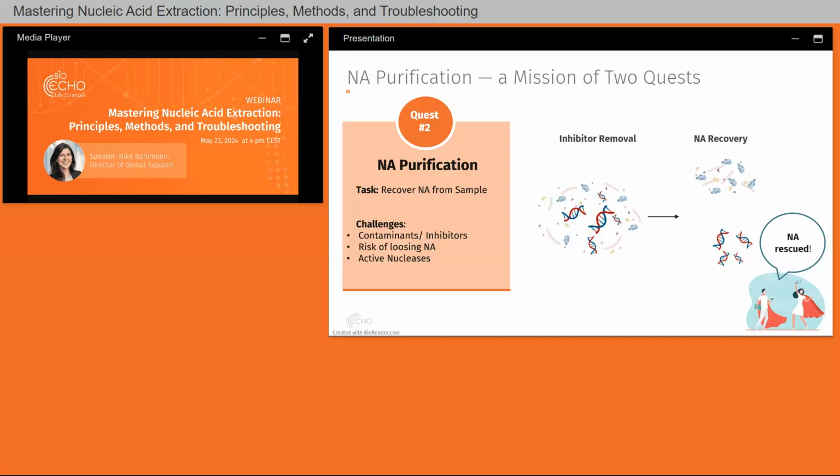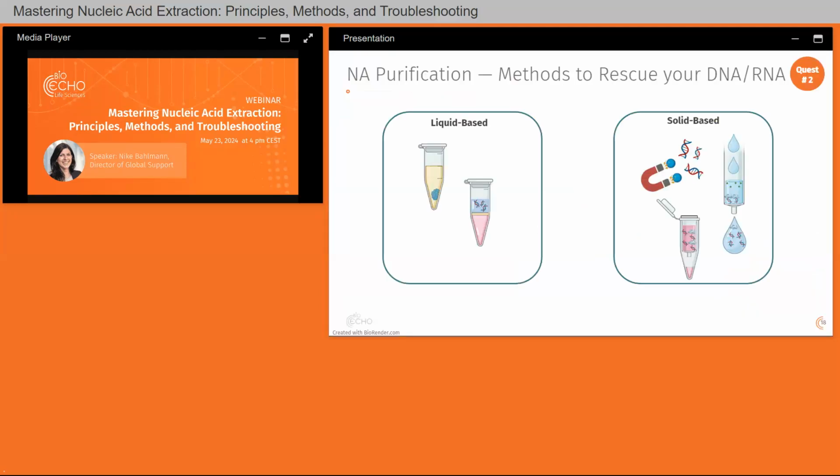There are some methods around. I would divide them into two different parts. On the one hand, liquid-based, for instance this phenol-chloroform method you mentioned before, and on the other hand, solid-based. Liquid-based means that we are working with different liquids and thereby pipetting, let's say, our DNA out. Solid-based means that we have a solid material involved, which helps us to separate our nucleic acid from the other contaminants in our sample.